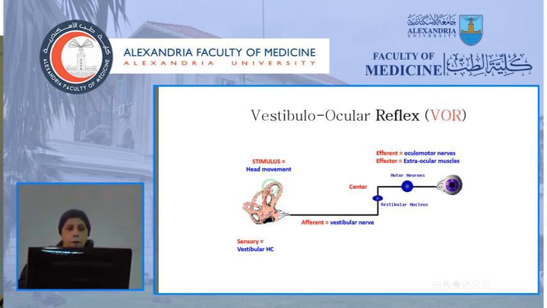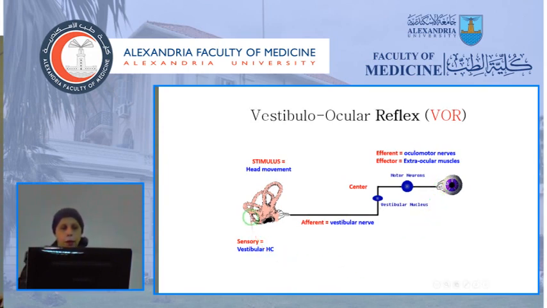And from this kind of stimulation, the sensory receptors are stimulated, and the firing is increased and goes through the afferent, which is the vestibular nerve in this portion, and relays into the vestibular nucleus in the brainstem, and from there an interneuron connects to the motor neurons of the oculomotor nuclei, and finally we have the efferent nerve supply to the particular muscles that will move the eyes to stabilize the vision.